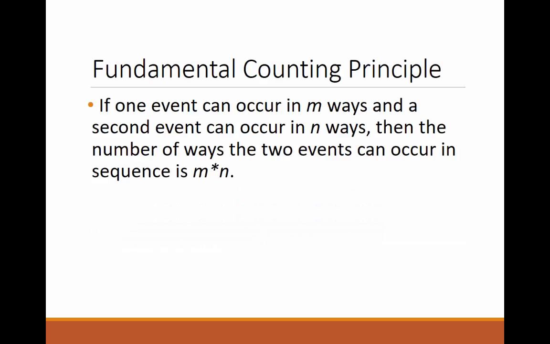The fundamental counting principle. If one event can occur in m ways, and the second event can occur in n ways, then the number of ways the two events can occur in sequence is m times n. Or in other words, the number of ways that an event can occur in sequence is found by multiplying the number of ways one event can occur by the number of ways that the other event or other events can occur.